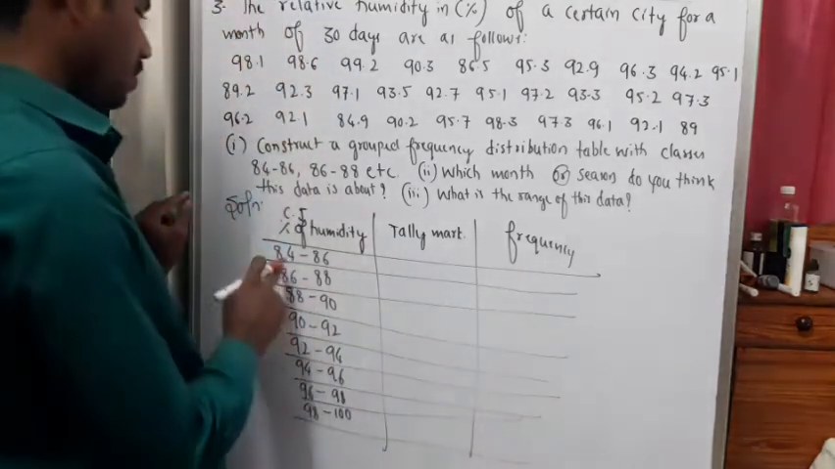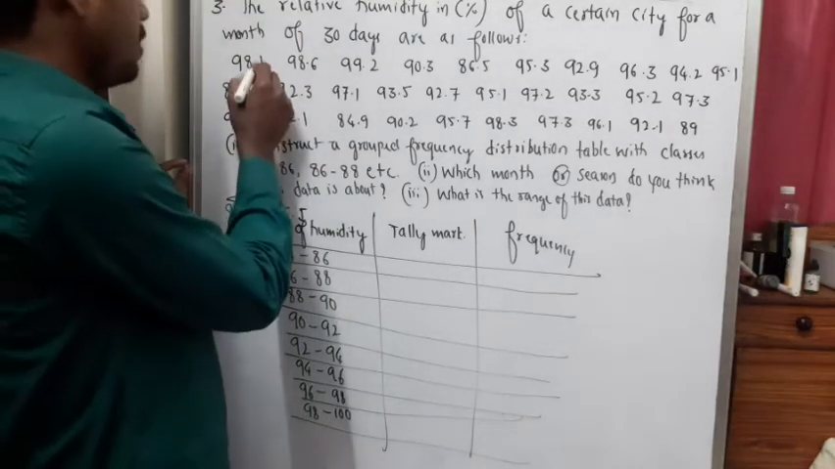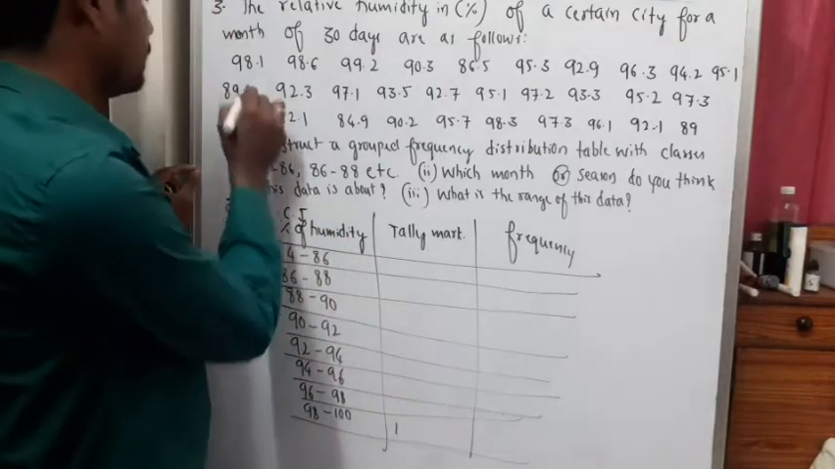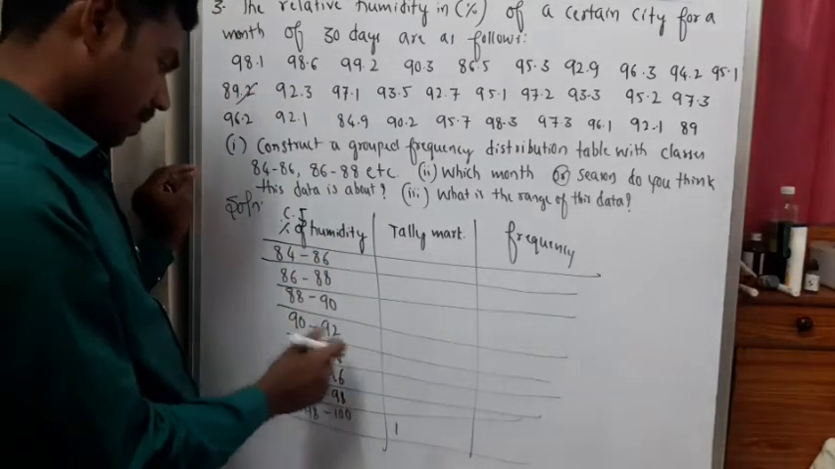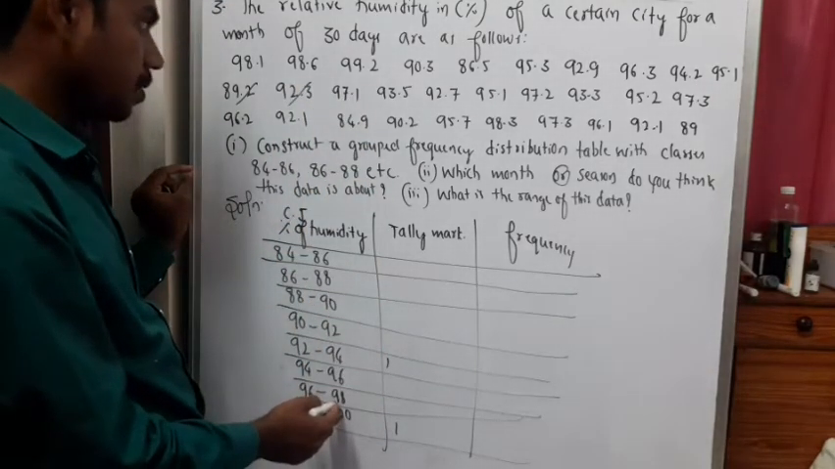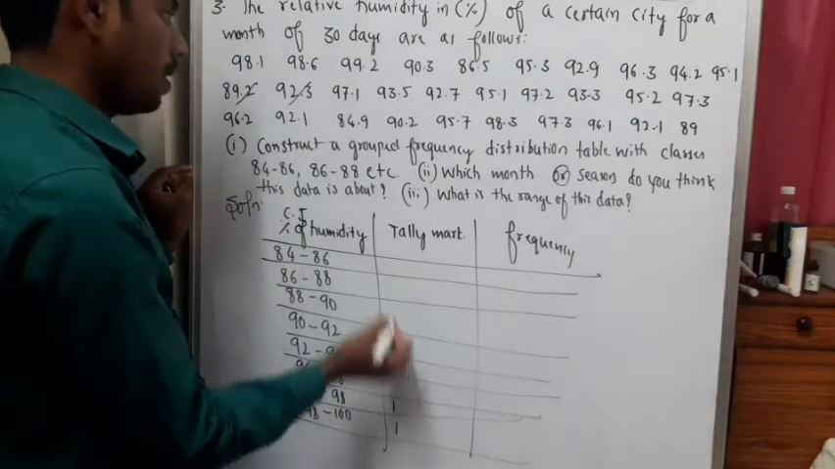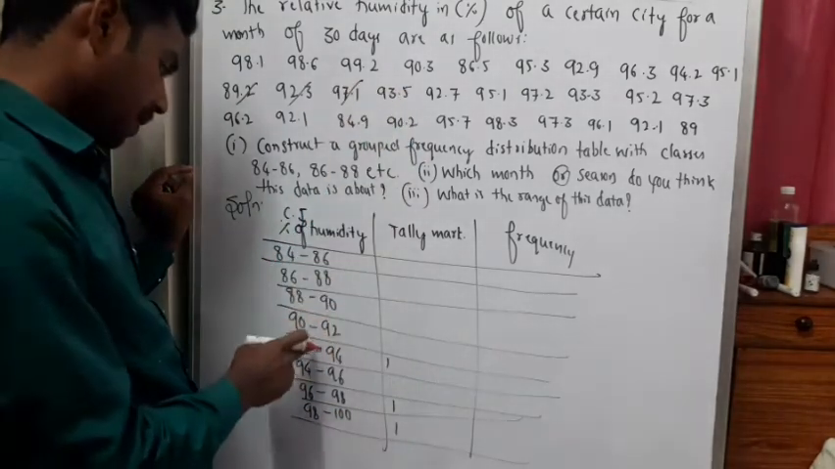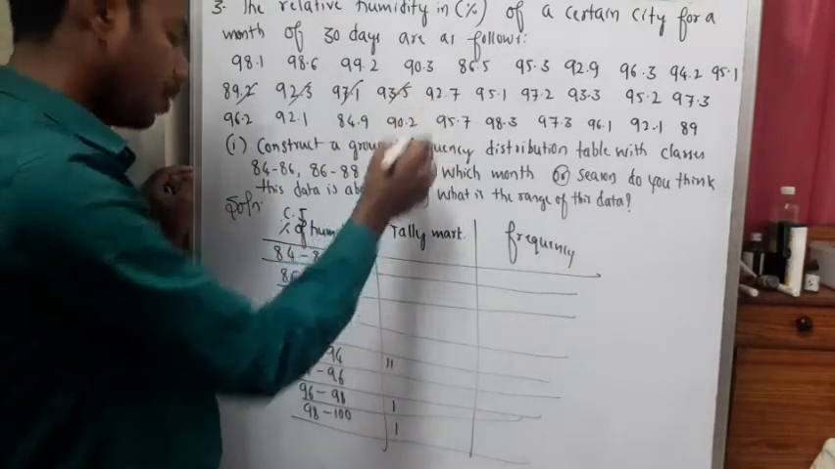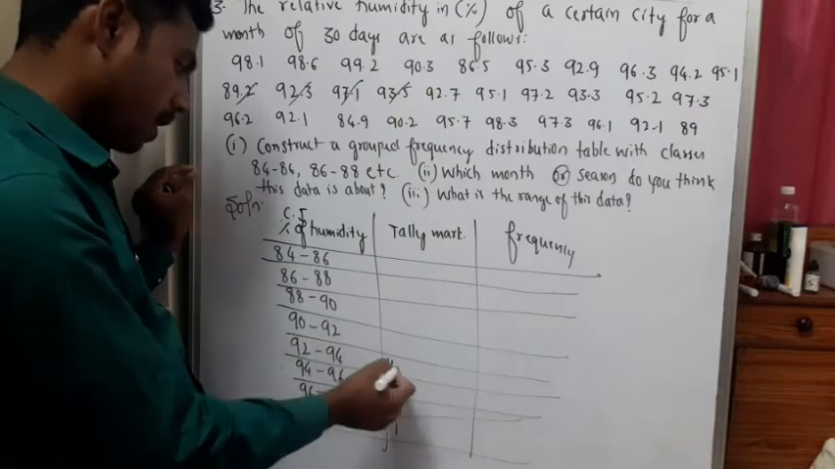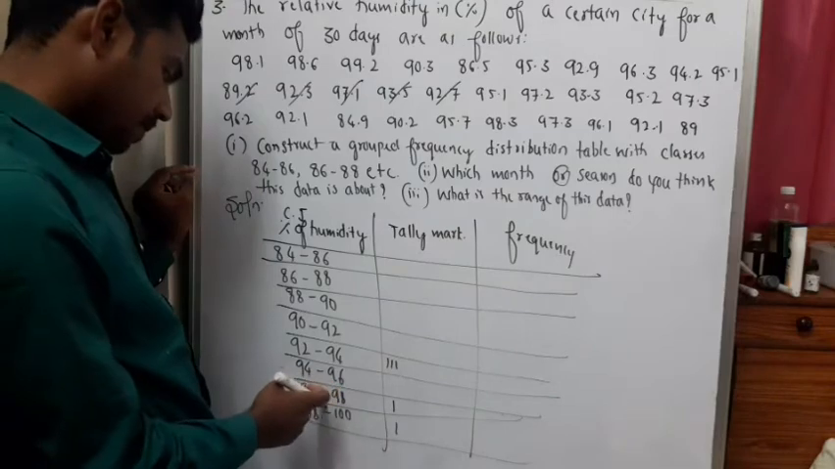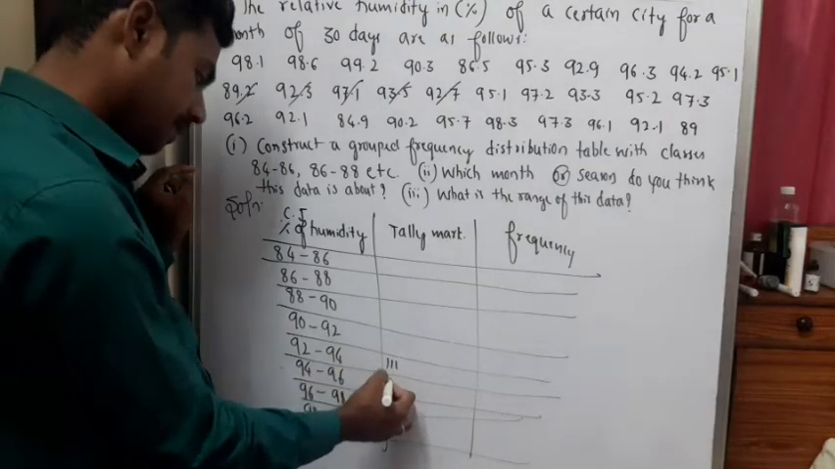Now, so 84 to 86, see, 98.1 will fall in between this one, 92.3, so 97.1, where it will come, it will be between 96 to 98, so then 93.5, so it is in between 92 and 94, 92.7, it will be in between 92 and 94, 95.1. So it will fall in between 94, 96.